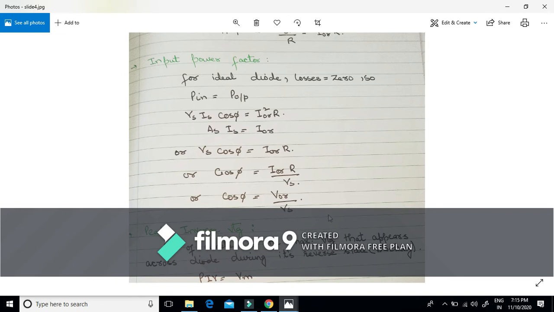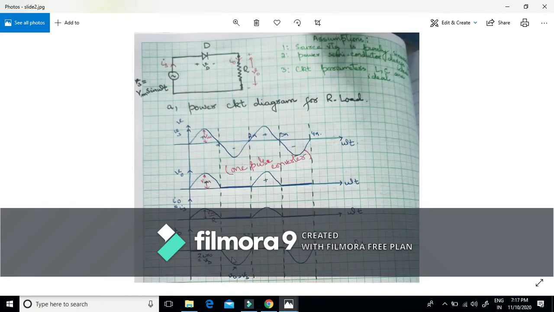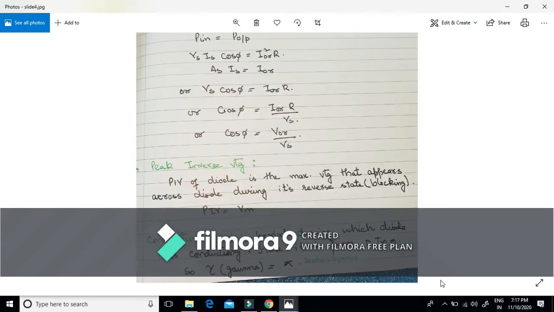Now we have one more term, that is the peak inverse voltage. Peak inverse voltage of a diode is the maximum voltage that appears across the diode during its blocking state, at which breakdown of the diode may occur. Just like this wave shape, it is the maximum reverse voltage that a diode can withstand. This peak inverse voltage in this single phase half wave uncontrolled rectifier is equal to Vm.